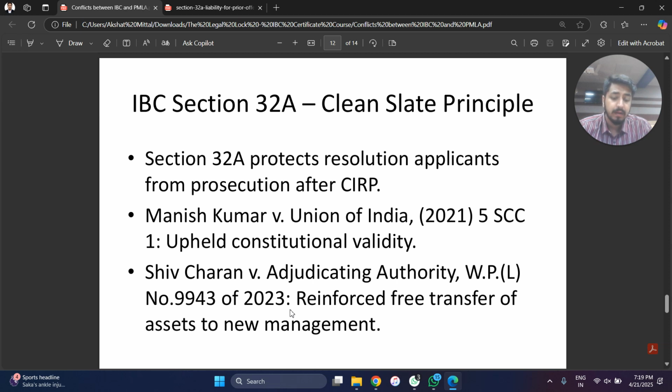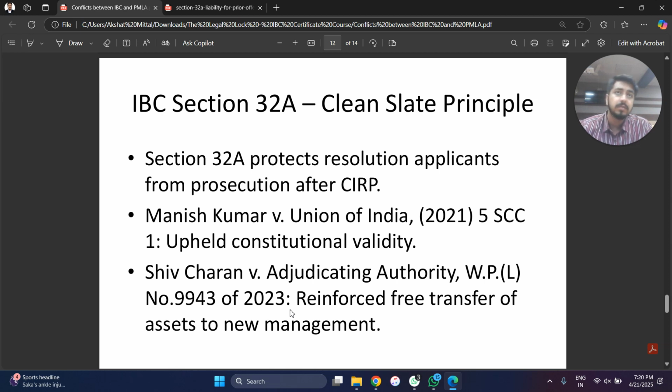So stabilization of the economy can be done better if the property is given to the RP, and then the RP, with the commercial wisdom of the COC, takes a decision of resolving the entity or liquidating the entity and using that property in those proceedings so as to maximize the value given to the creditors as well as the corporate debtor. So this is something which can be done when there is a clash between IBC and PMLA as well.